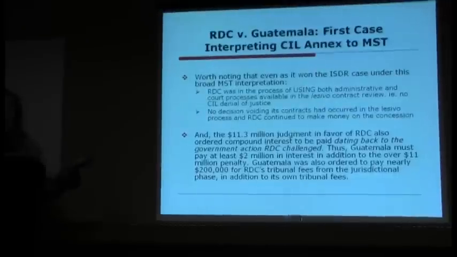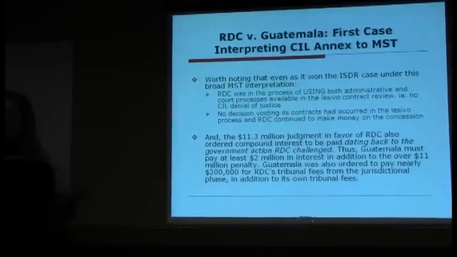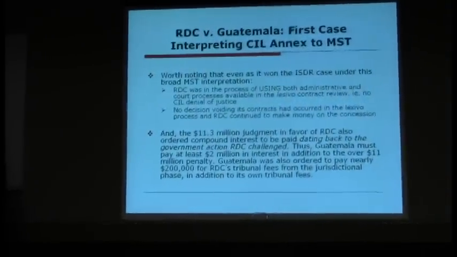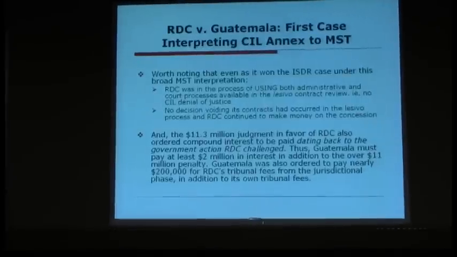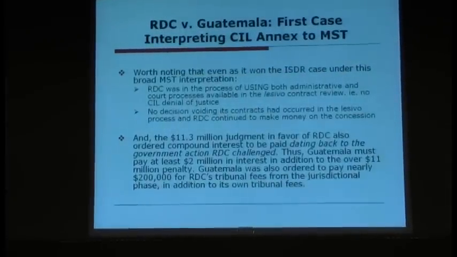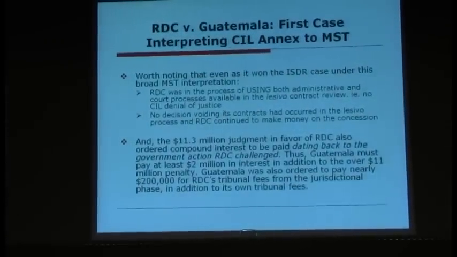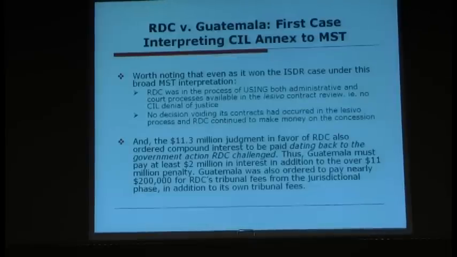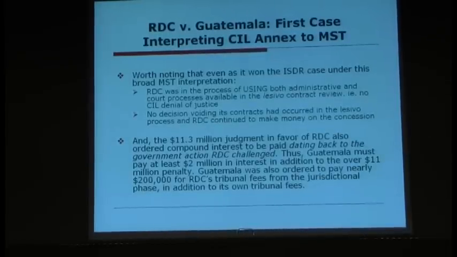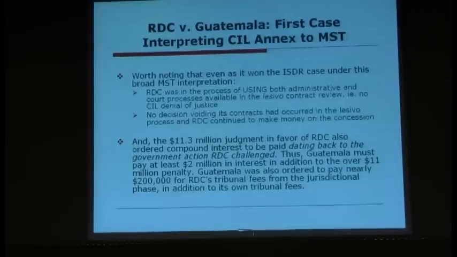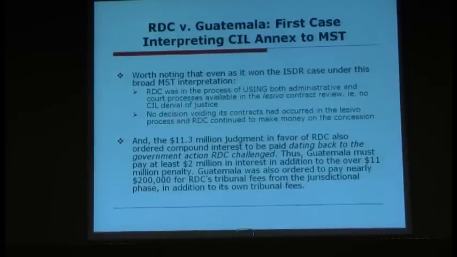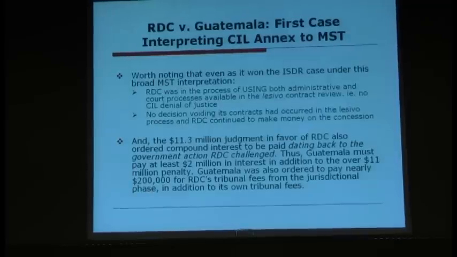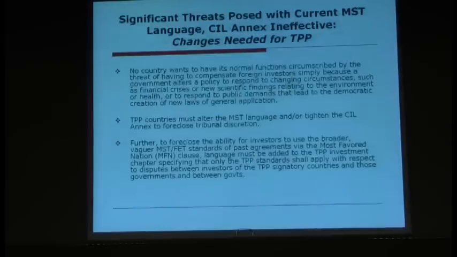And they were making money still on their concession. The contract had not been voided. There had actually never even been a decision. The very process of the review was considered an FET violation. It's also worth knowing that you had to import that broad standard to get to that. It's also worth noting that there was compound interest to be paid from the time of the action, which is a lot of money and is a different issue, but for all investment negotiators, there is that set of brackets still in Section B with respect to interest, and that is a scary detail.